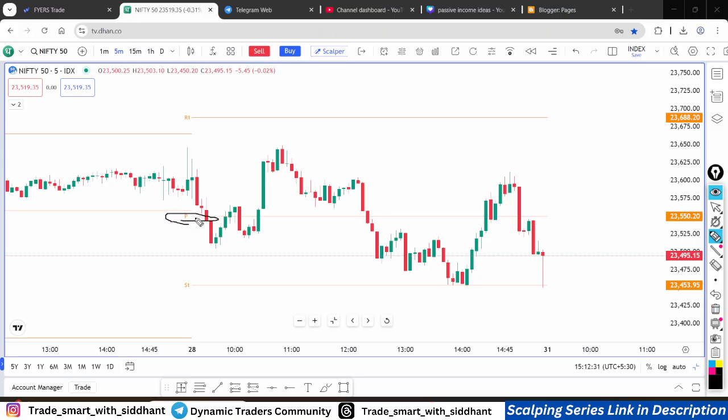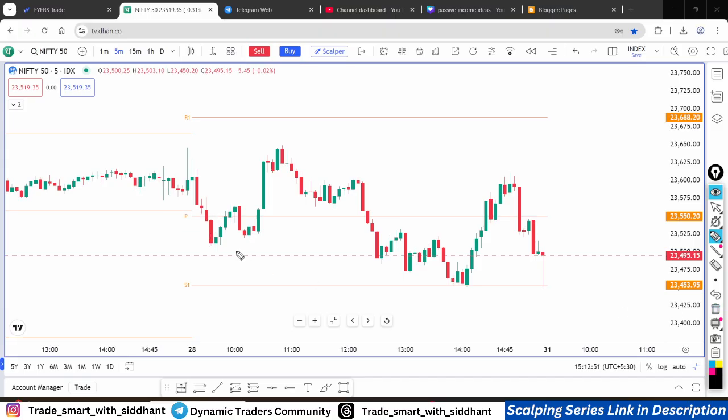So now we have covered how to enter. You have entered, but how to exit? If the pivot level is nearby and it has touched the pivot level, you can exit. Or one more point, if it has touched the pivot level, you can trail your SL to entry level and, if you want to hold for more target, you can trail the trade.